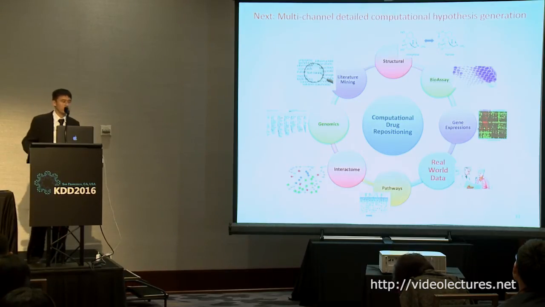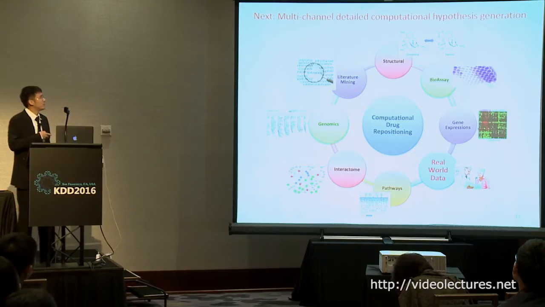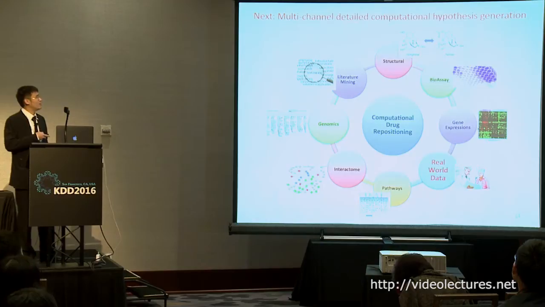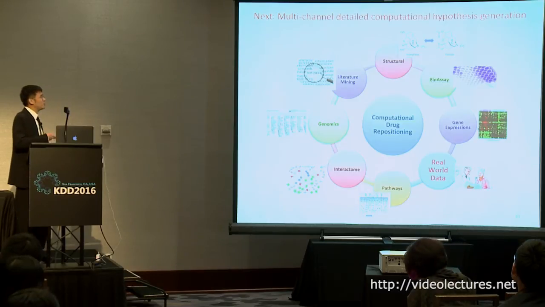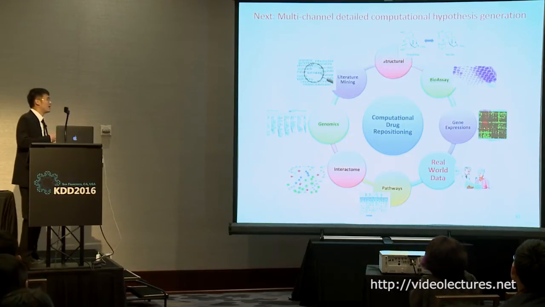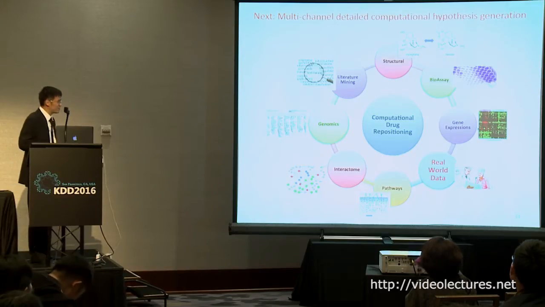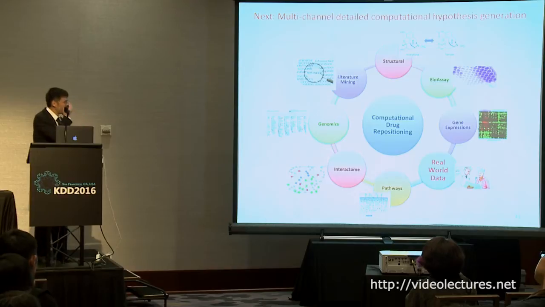And for the pharmaceutical company, or if we want to sell something to any client, we need more evidence. We need more evidence and to do the detailed hypothesis generation. For example, if I predict the drug can treat Alzheimer's disease, I need to make the prediction from different perspectives. For example, we should analyze the structure of the drug, the bioassay, the gene expression, and the genomics data, and also the real-world evidence. We have some real-world data to show whether the drug can treat some disease.